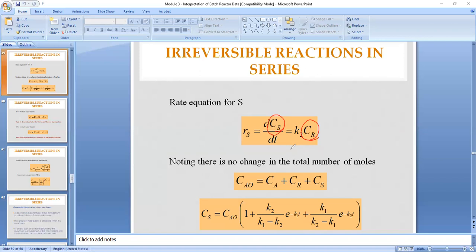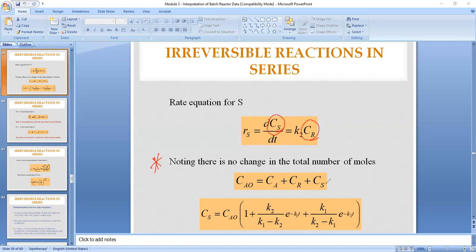Now, what is that particular formula? That formula I'm mentioning is this one. Noting that there is no change in the total number of moles, there will be no changes in the initial concentration of A, and the final concentration of A plus the concentration of R plus the concentration of S.